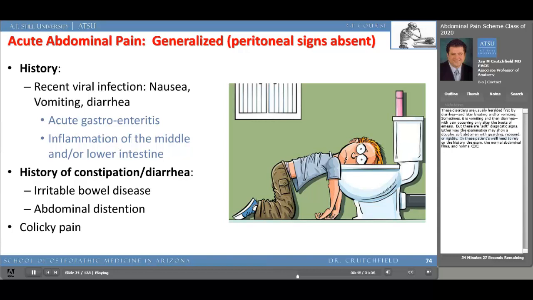The treatment's usually empiric for the symptoms of nausea and vomiting, and sometimes we will actually admit this patient for observation. It's always in the patient's best interest when they present with abdominal pain or chest pain, and you can't give them a definitive diagnosis from the emergency room.